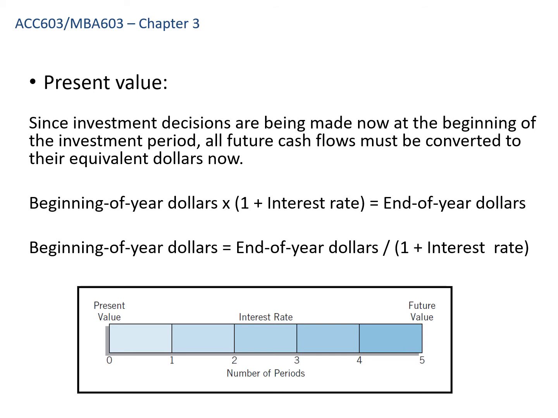So you can see I can take the beginning of the year dollars and multiply by 1 plus my interest rate, and that'll give me the end of the year dollars. Well, I can also do it the other way around. I can take the end of the year dollars and divide by 1 plus the interest rate to get my beginning of the year dollars. So that's how I'll bring things back from a present value perspective.